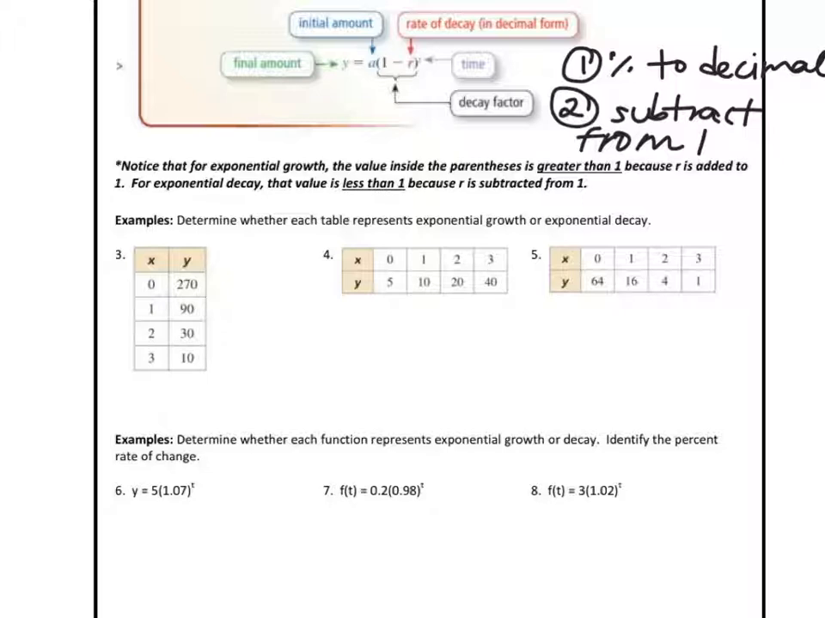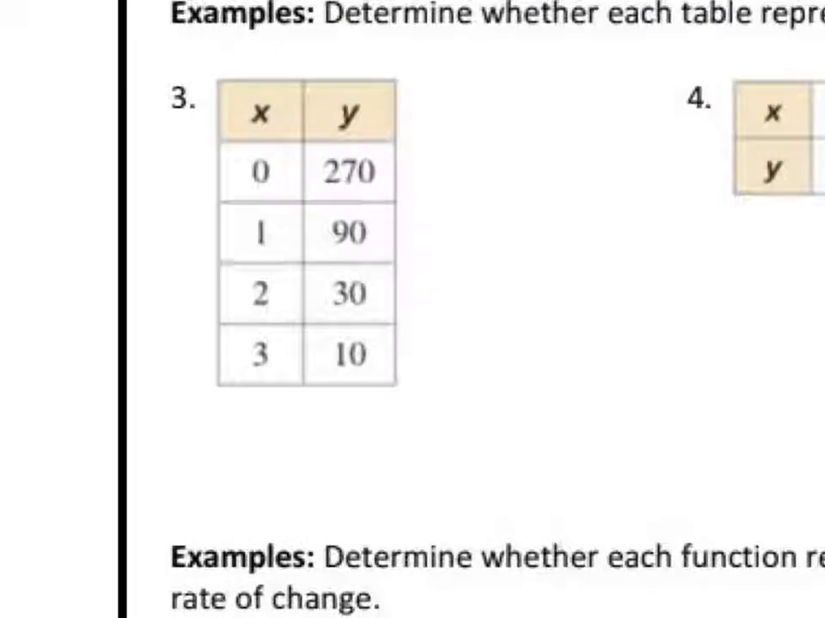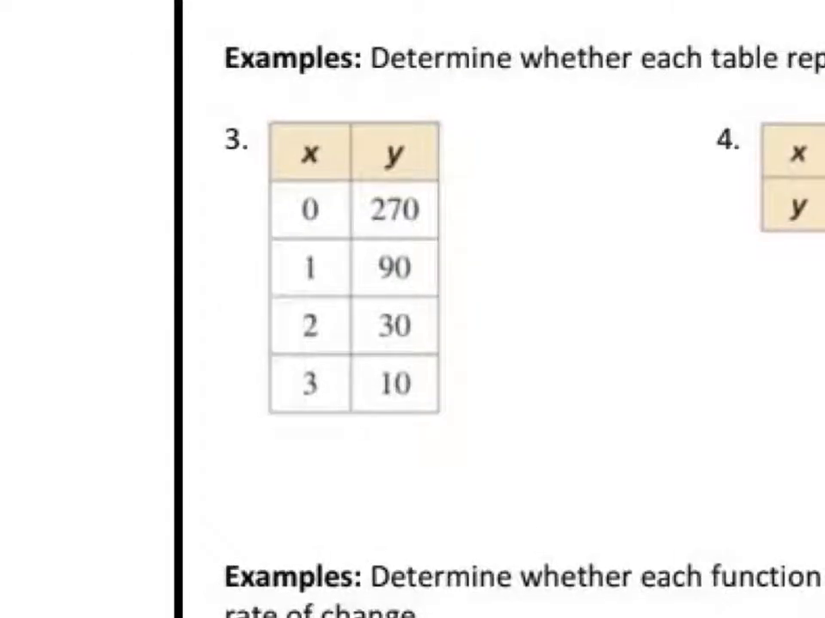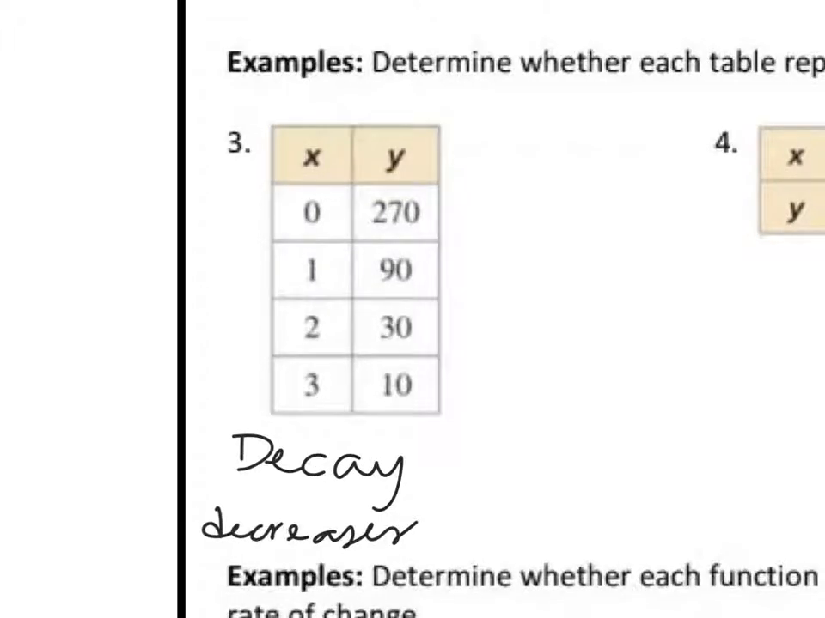Determine whether each table represents growth or decay. Okay, number 3. As x increases, is my y growing or decaying? Decaying, decreasing, so decay. Because if you want to make a note, it decreases.